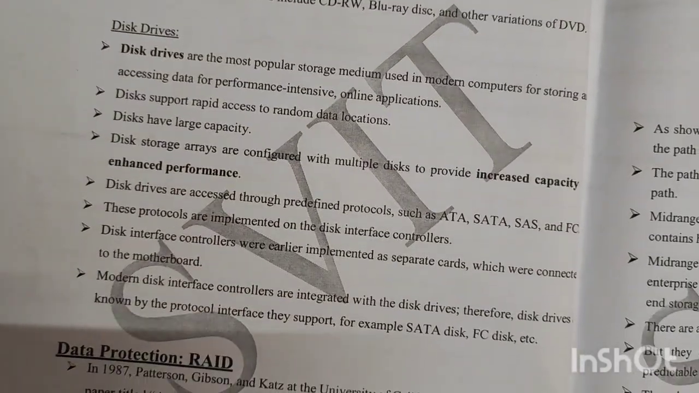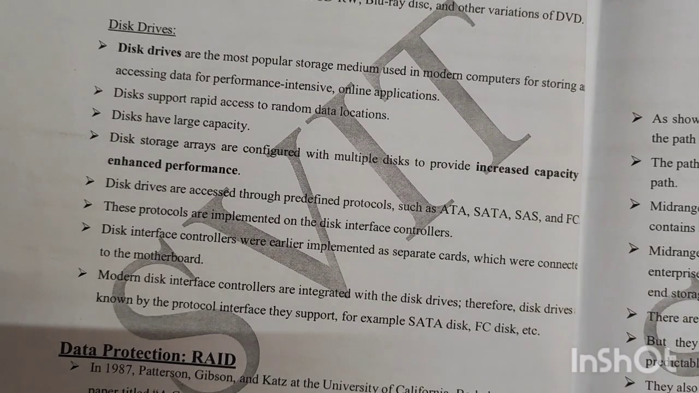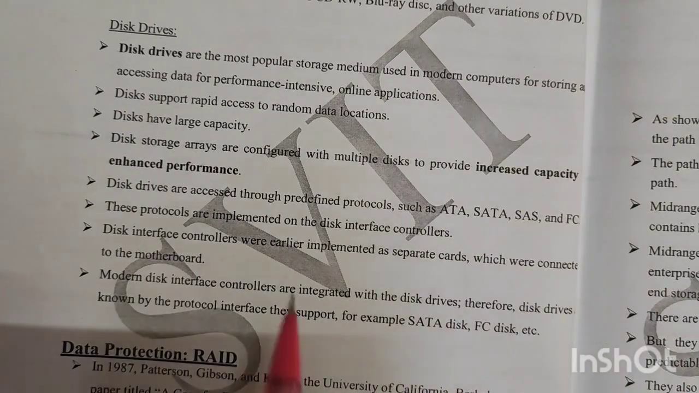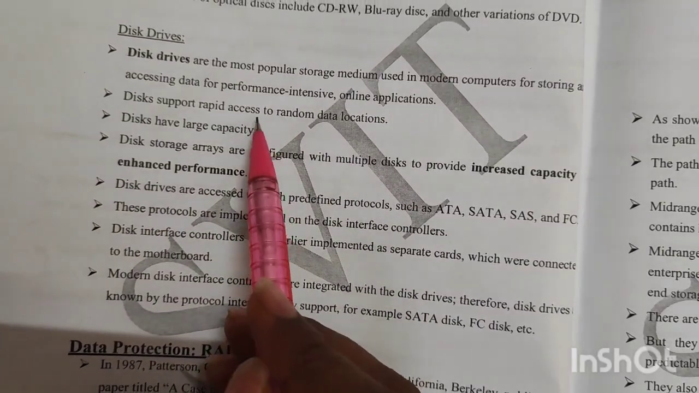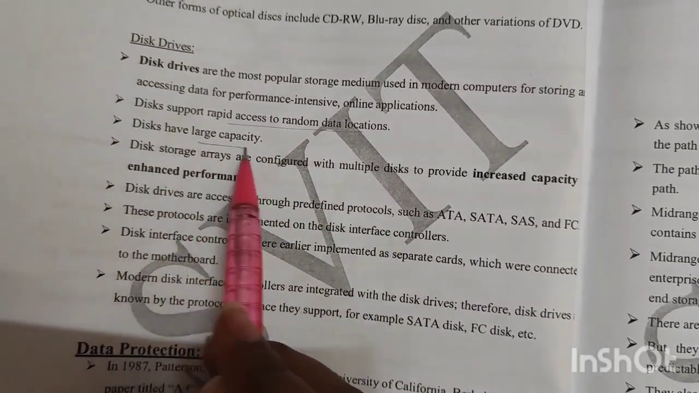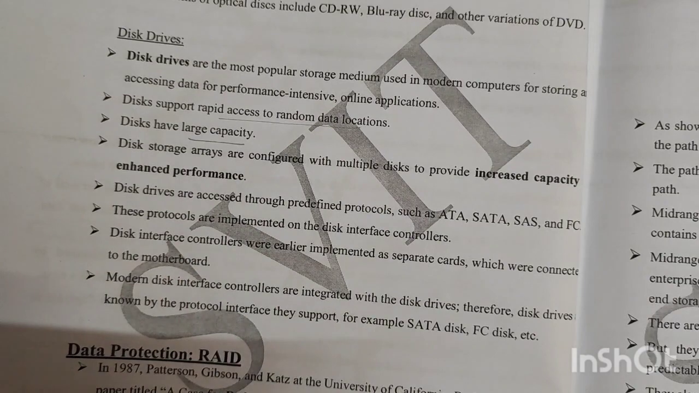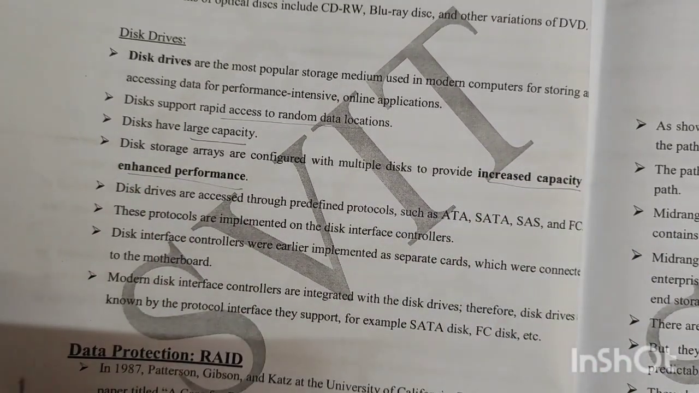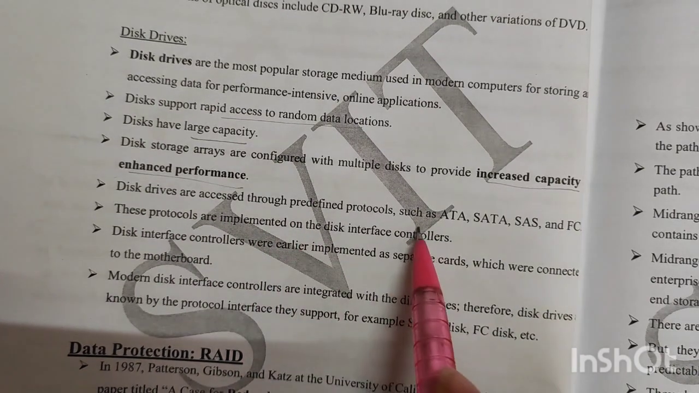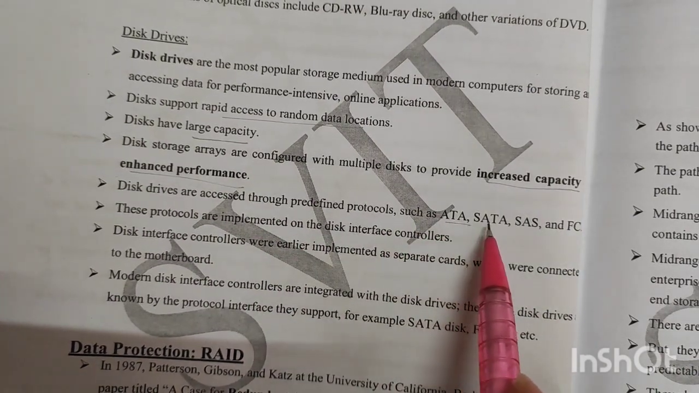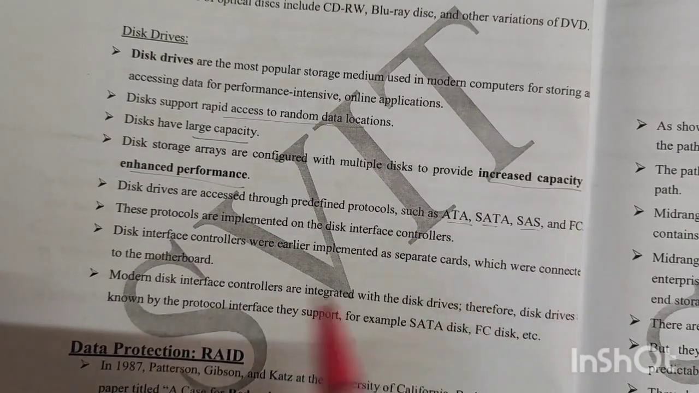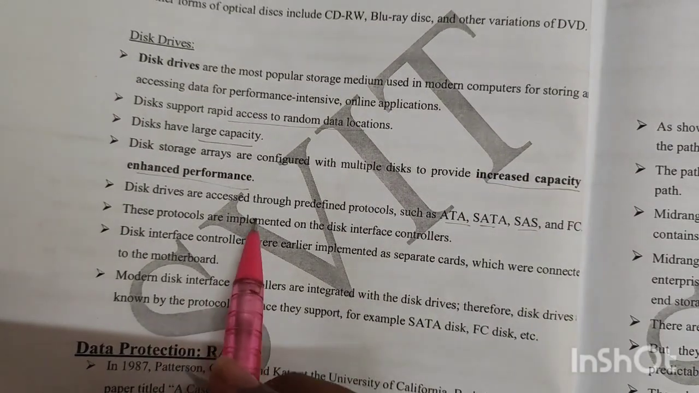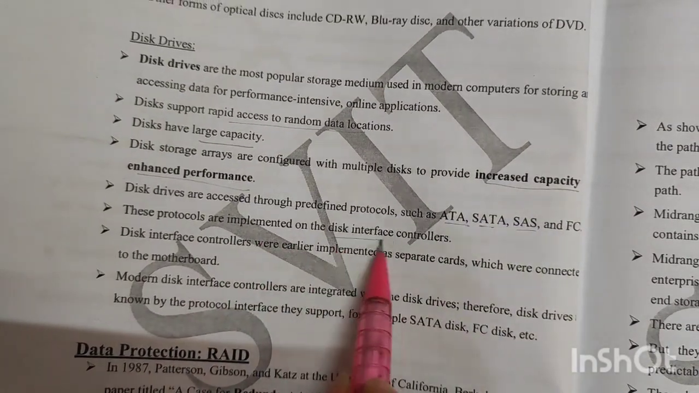And then you have disk drives. These are the most popular storage medium used in modern computers. Here you can have repeated access to random locations. They have large capacities, and you can have increased capacity and enhanced performance. These disk drives are accessed through predefined protocols such as ATA, SATA, SAS, and FC. These protocols are implemented on the disk interface controllers.